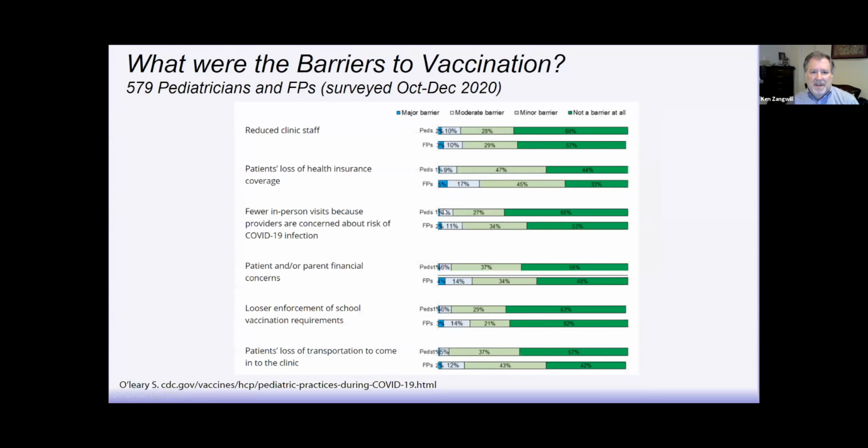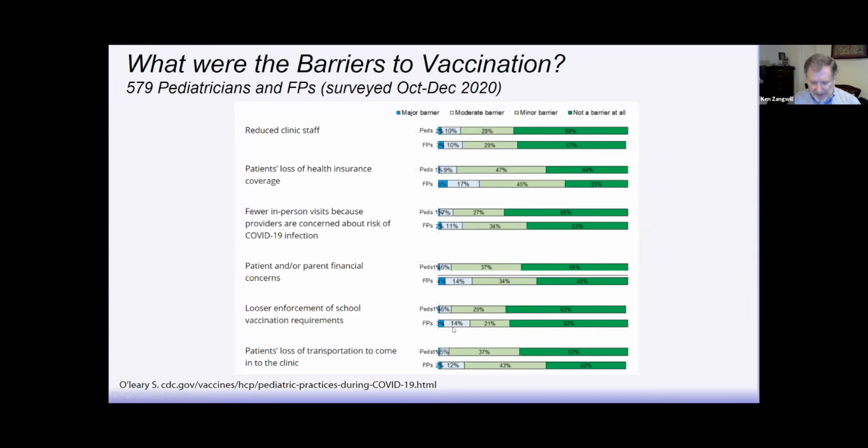All right. Reduce clinic staff. Oh, sorry, I did that right. Pardon me. Did the parent or the patient have financial concerns? Not a big deal. Looser enforcement of school vaccination requirements. I was a little surprised at this one. You know, 6, 14%, 15%.